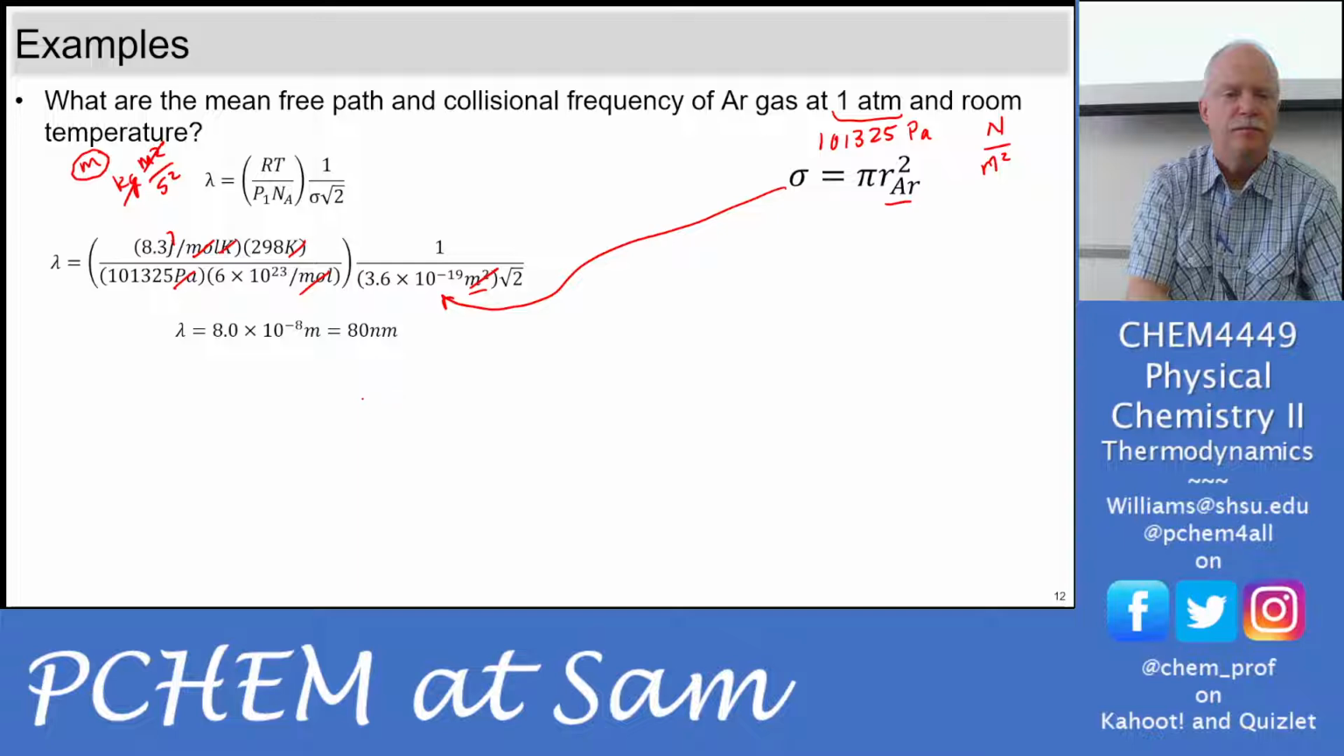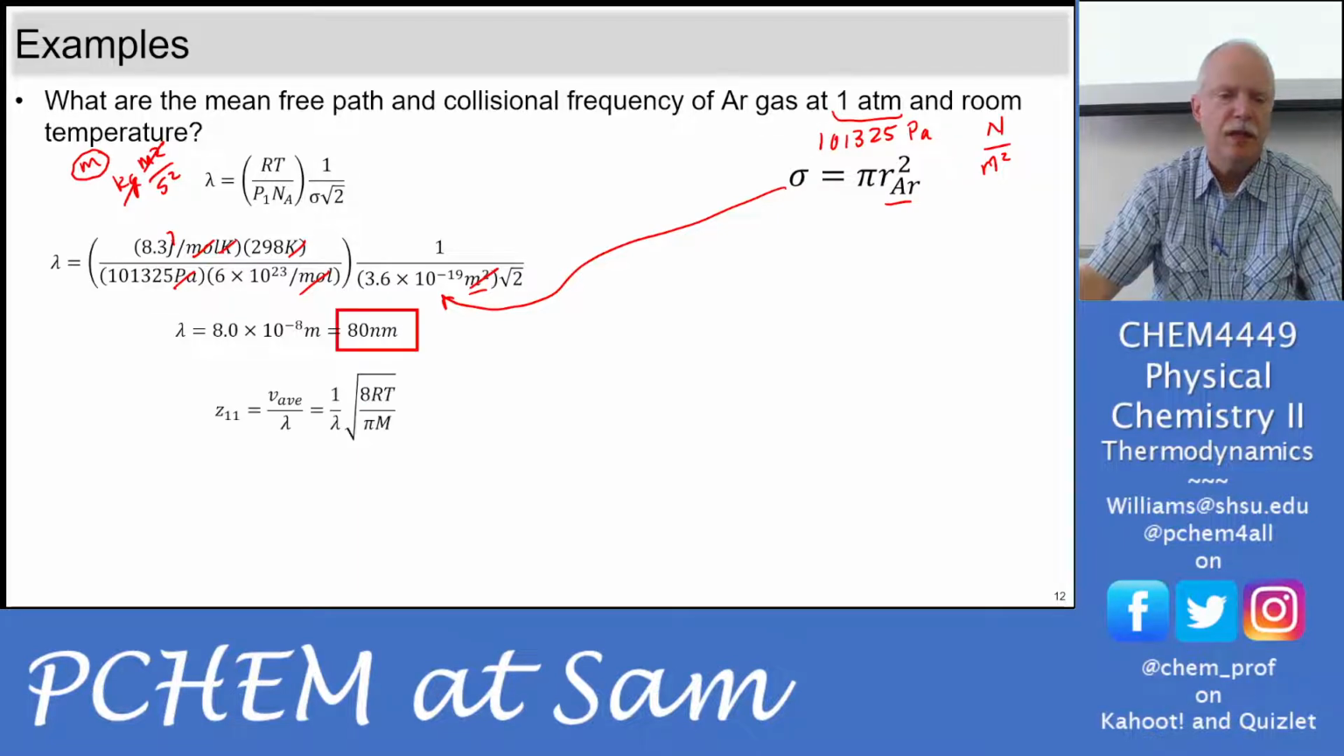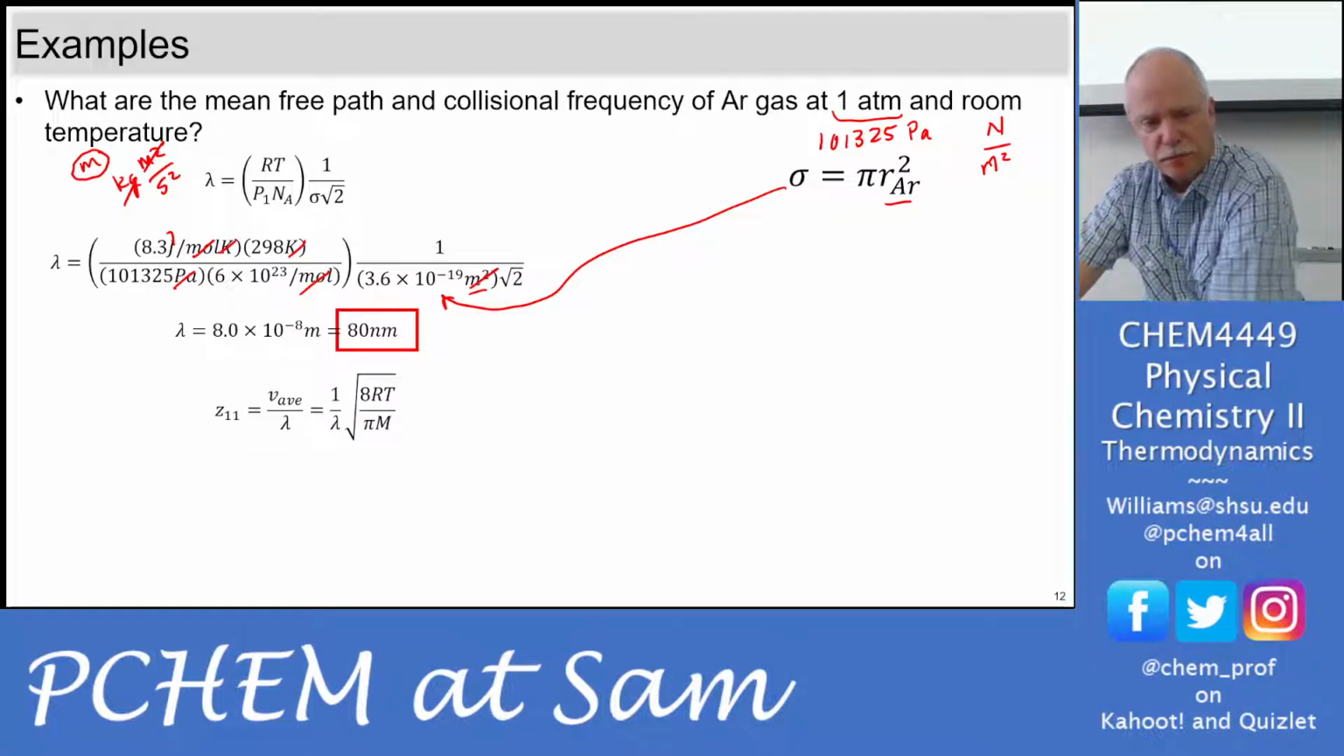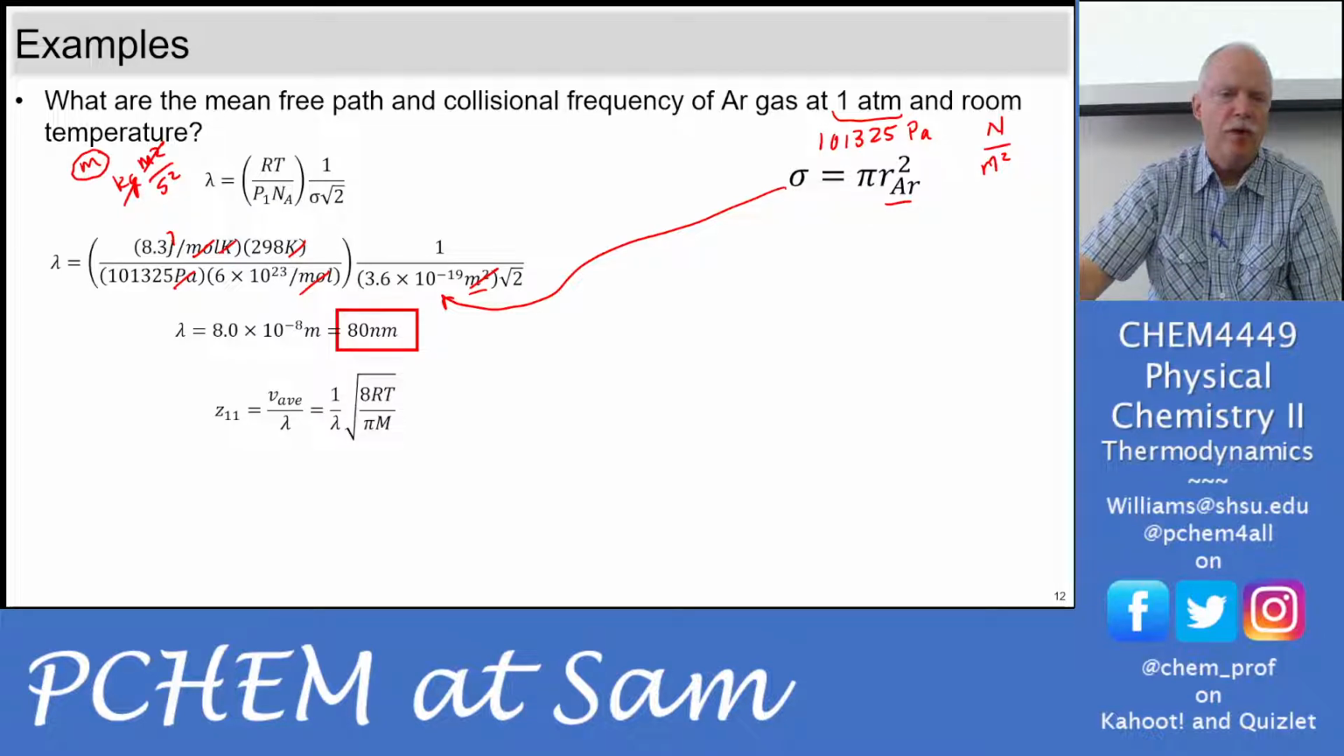So let's see, what would be the collisional frequency then? So let's calculate Z11. We have to know that mean free path to calculate Z11, okay, and our average velocity, so we put in all of these terms.